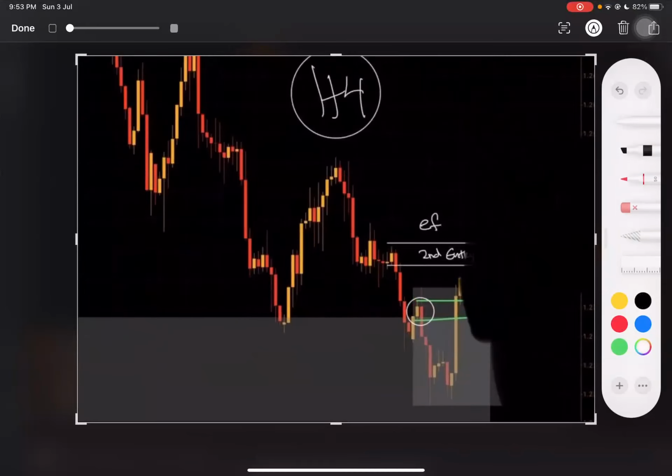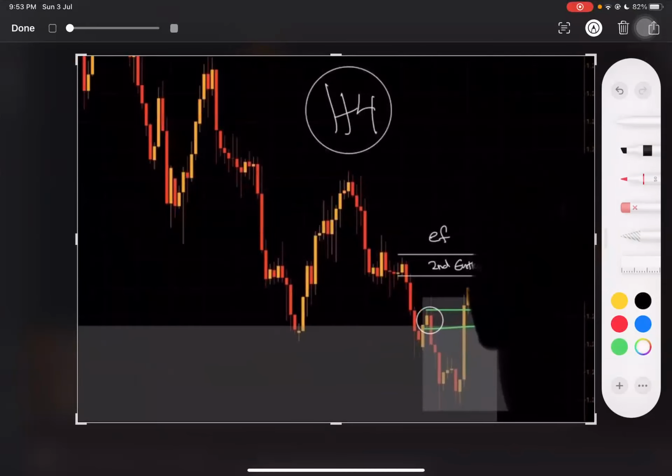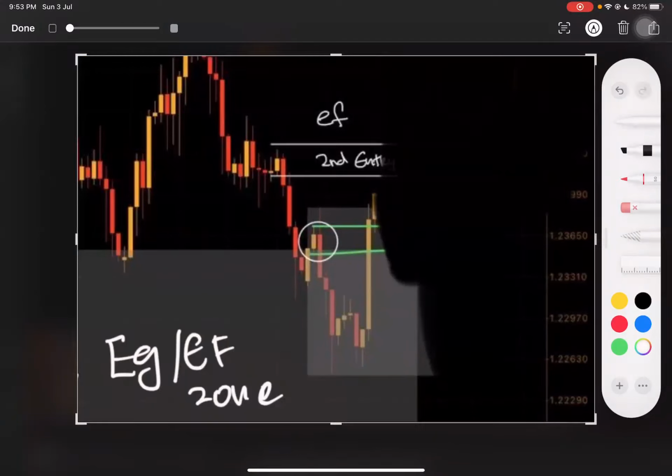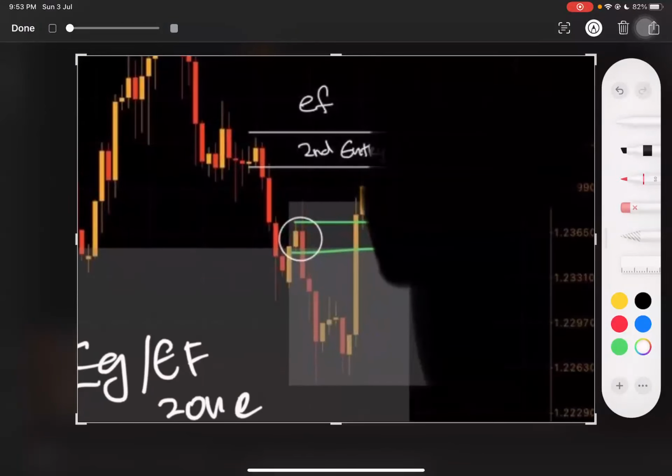You just need to find the same thing. You just need to mark possible engulfing or engulfing fail zone. That's all. Okay, so you can see here, I'm not sure which zone price will pull back. I don't know. I'm not confirmed yet.